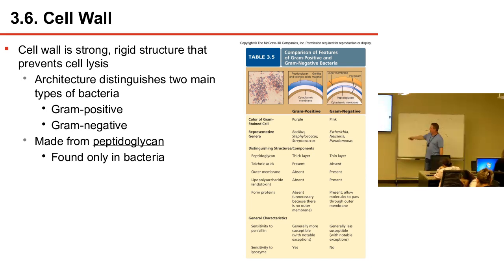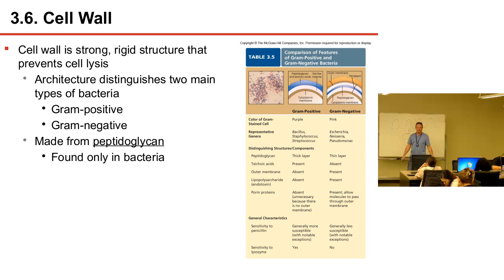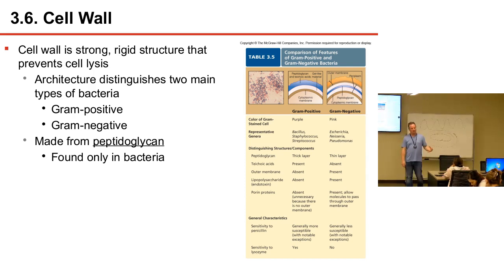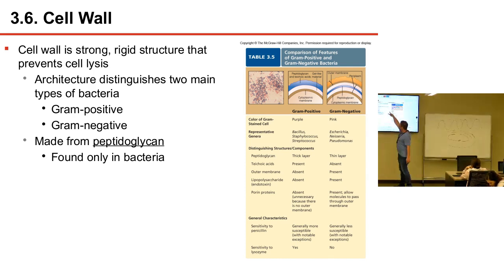So cell wall, a strong, rigid structure that prevents cell lysis, right? That's the whole point of it. One of the things that penicillin does is it breaks down the ability for the cell wall to form. Once the cell wall can't form, the bacteria just kind of breaks and falls apart and dies. So again, the cell wall is a strong, rigid structure that prevents cell lysis.